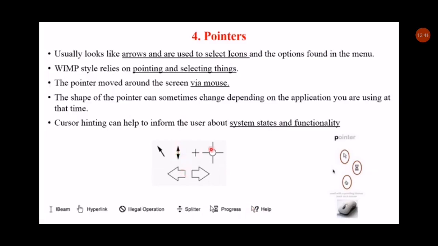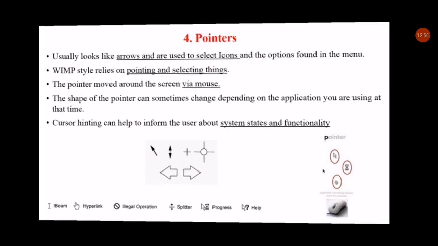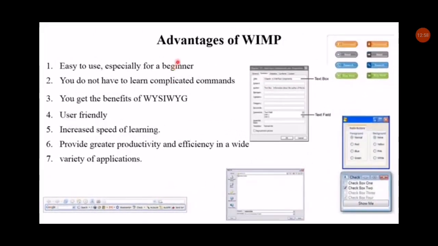Again, this kind of pointer is also available on the screen in Google Map. Google Map also uses the pointers concept, right in left direction, then right direction, etc. Okay, so we are all familiar with this kind of pointers. Next. Now, advantages of WIMP interface.